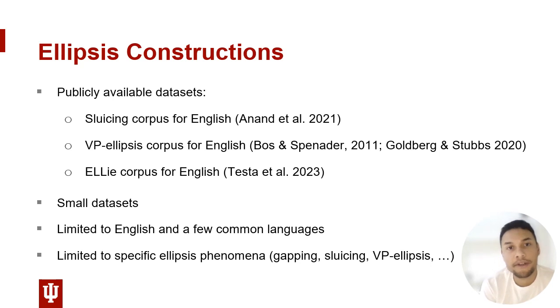So, regarding ellipsis constructions, there are publicly available datasets such as the Sluicing Corpus for English by Anand et al. 2021, the VP Ellipsis Corpus for English by Bos and Spenader 2011, and Goldberg and Stubbs 2020, and the LA Corpus for English by Testa et al. 2023. However, these datasets are relatively small and they are usually limited to English and a few common languages, and they are also limited to specific ellipsis phenomena, so either sluicing, VP ellipsis, gapping, etc.